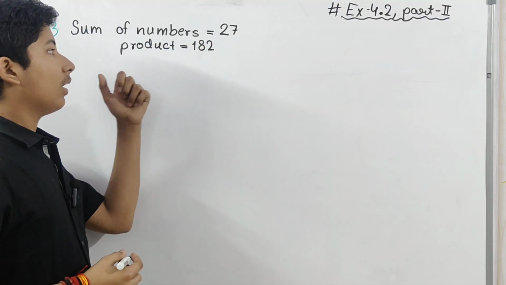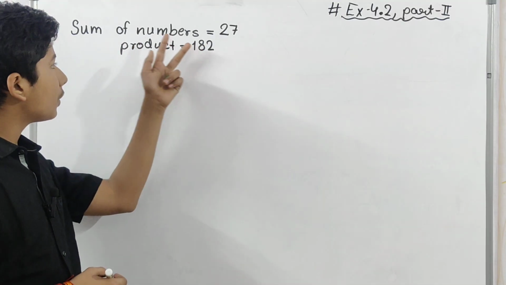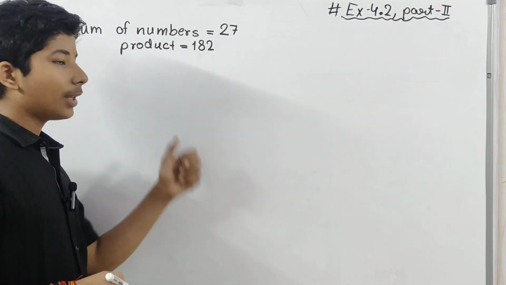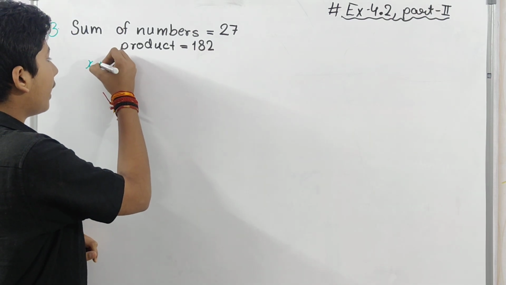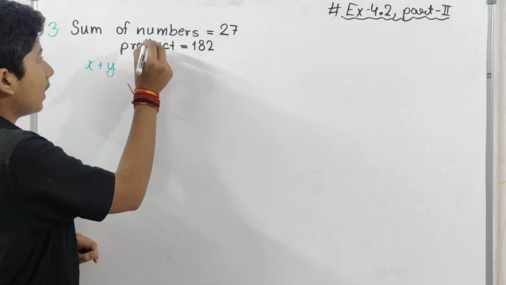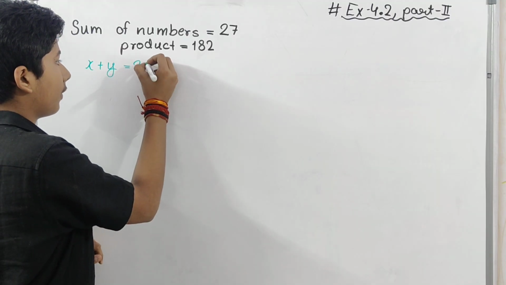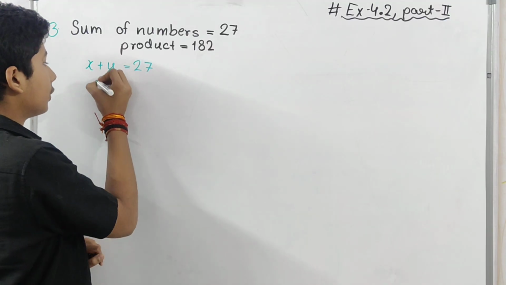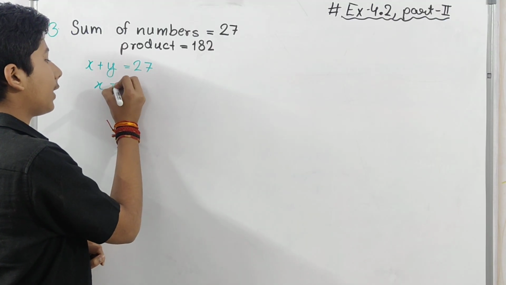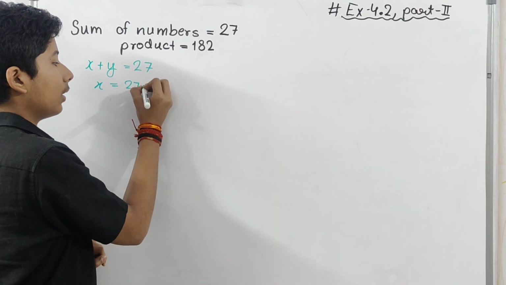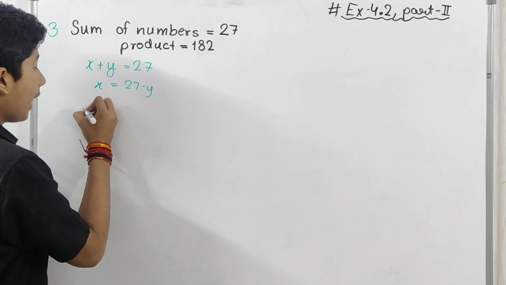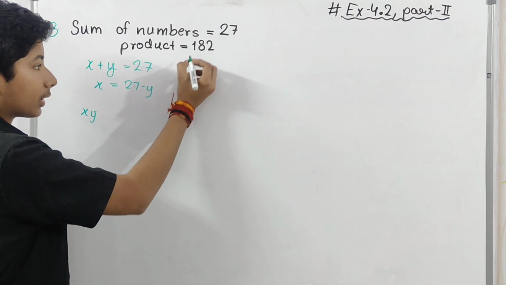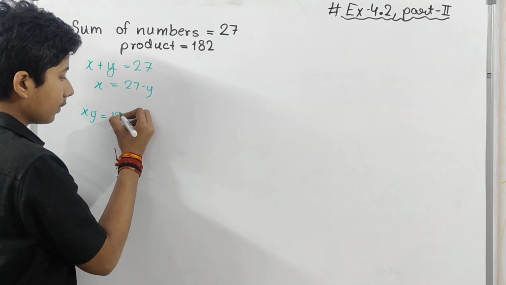Sum of numbers. There are two numbers, okay? Sum of those numbers is 27 and product is 182. So let's assume the numbers x and y. So x plus y means sum is given 27. So from this we can find out that x equals 27 minus y. Okay, now xy means product is 182.